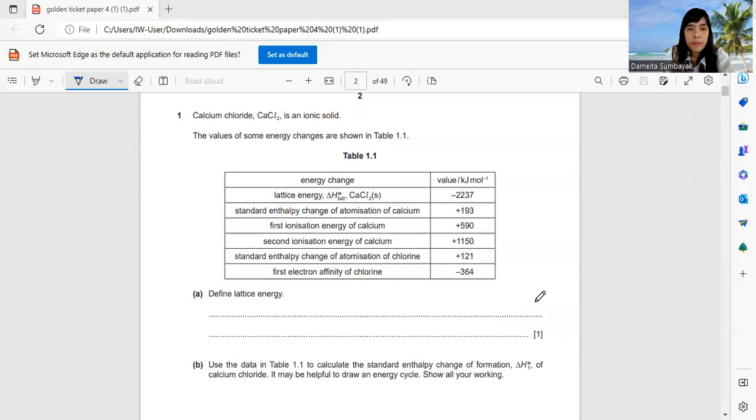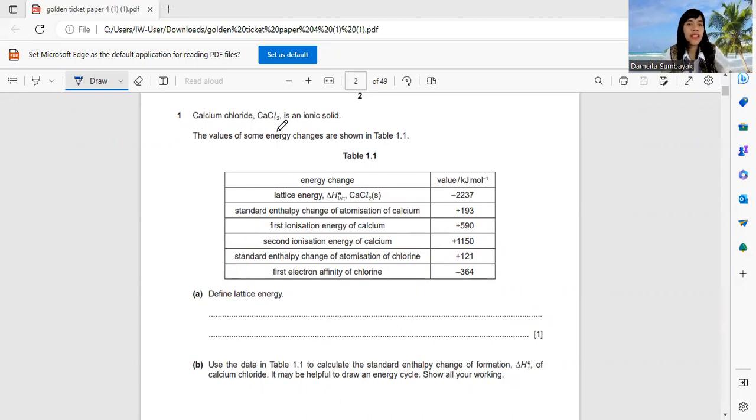Okay, hello everyone. Today let's talk about past paper, paper 4. We start from number 1. Let's read the questions first.